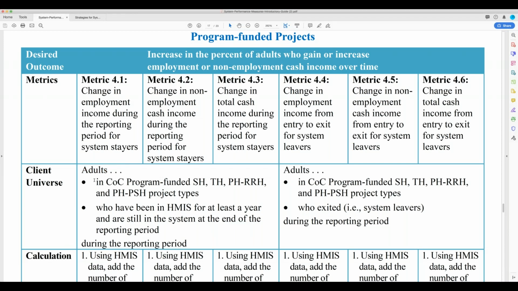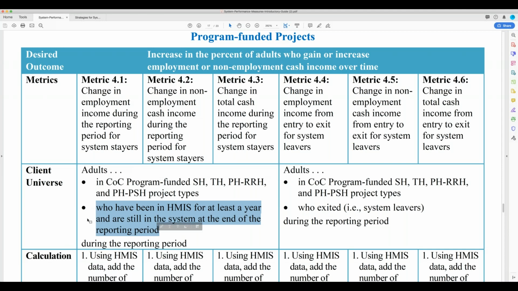And it's adults who are in CoC program funded safe haven, transitional housing, rapid rehousing, or permanent supportive housing project types. Okay, so it's all about CoC funded projects that are providing either safe haven, so a shelter type of program, transitional housing, rapid rehousing, or permanent supportive housing. And it's not just all adults, but it's all adults who have been in HMIS for at least a year and are still in the system at the end of the reporting period.